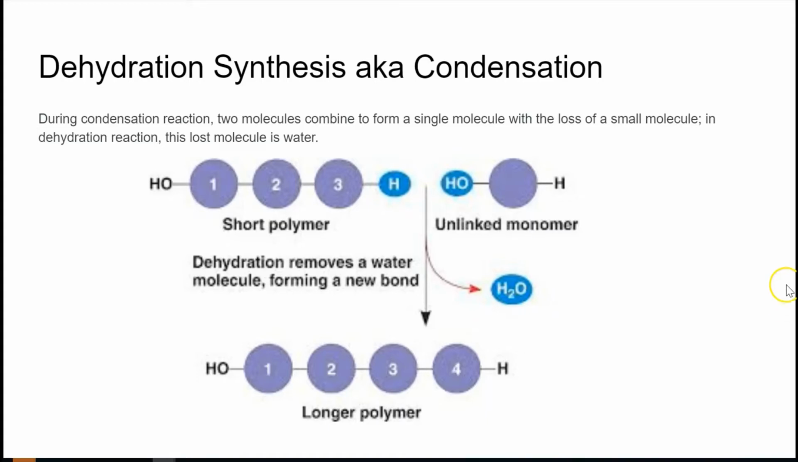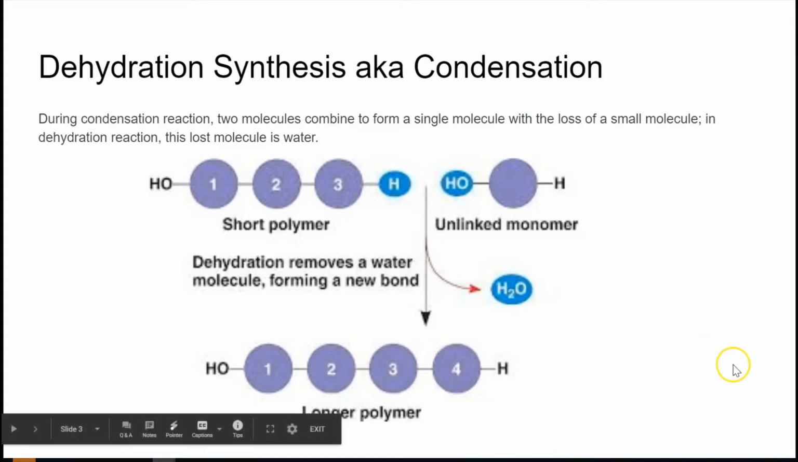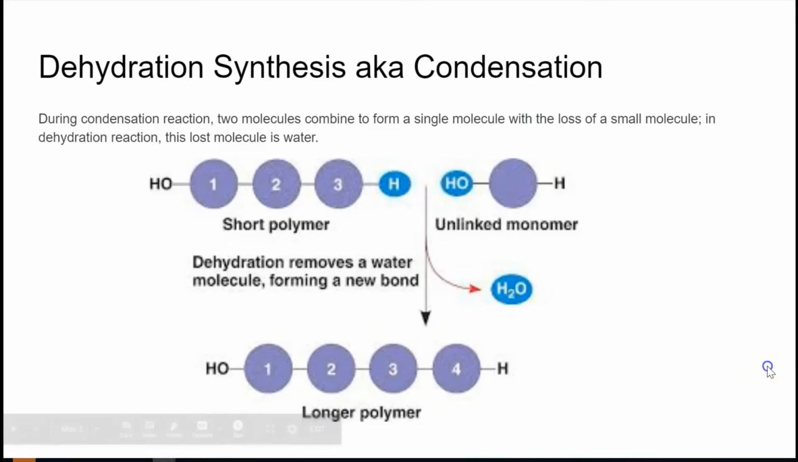And the one thing that you're going to look for is that we're always going to have the loss of a water molecule, because we're going to have the hydrogen from one of the molecules combined with the hydroxyl, the OH group, from the other, and we're always going to have water as a product. So dehydration reactions remove water and we will get a larger molecule. So anabolic reactions with the loss of water.